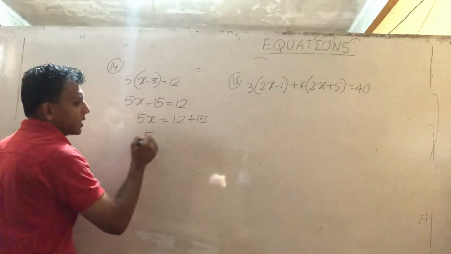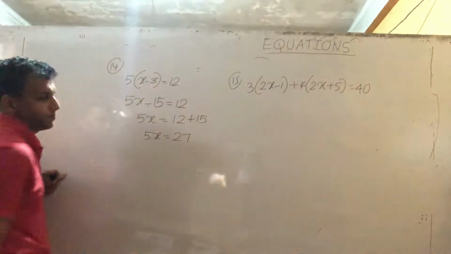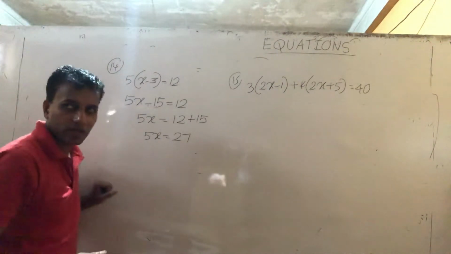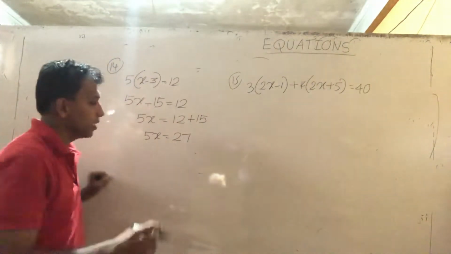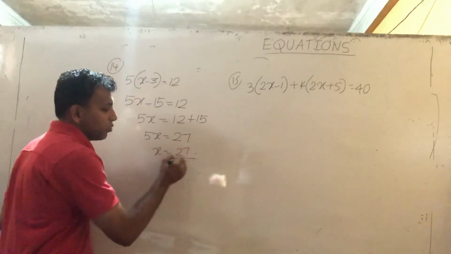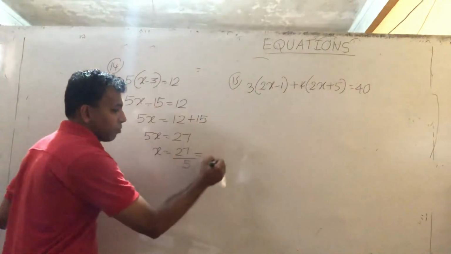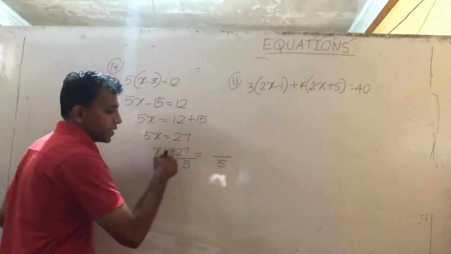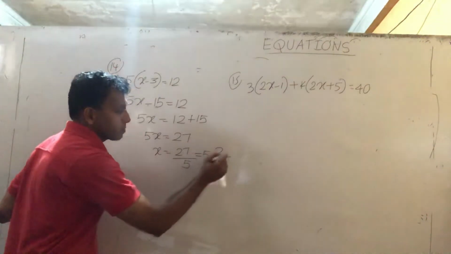So 5x equal 27. So there's a value, it can be decimal, fraction, not always the whole number, it can be anything, right? So x answer 27 divided by 5. We give the fraction format. 27, how many 5s? 5 times. 2 rest.